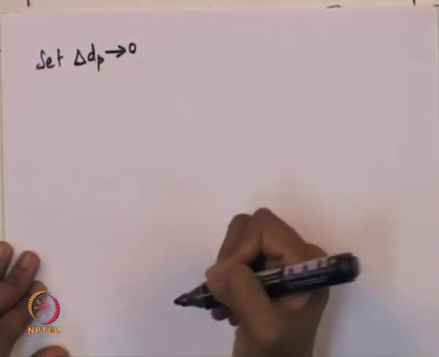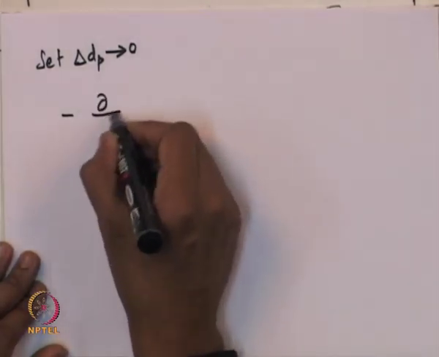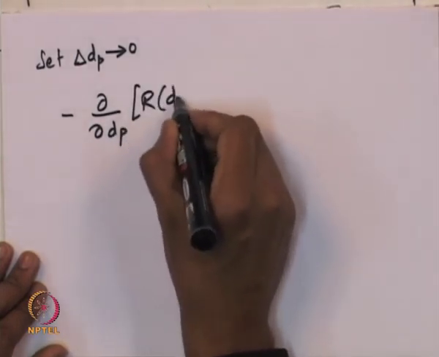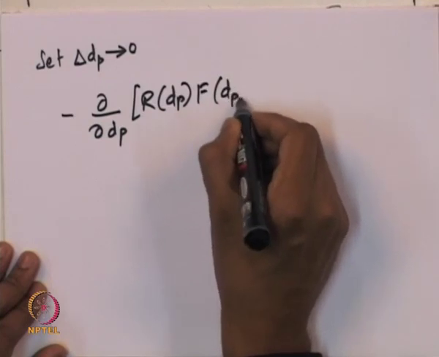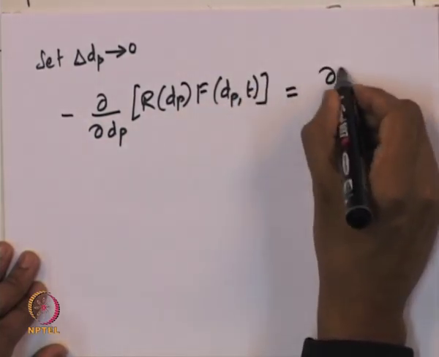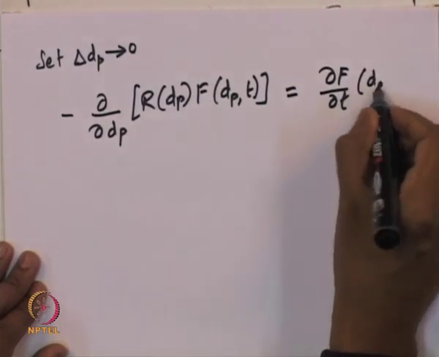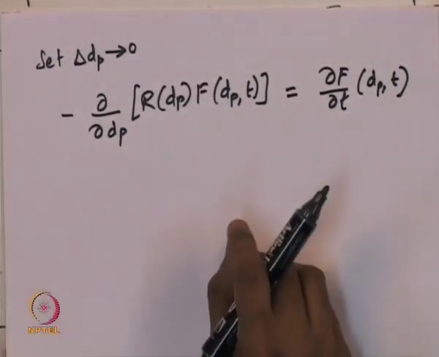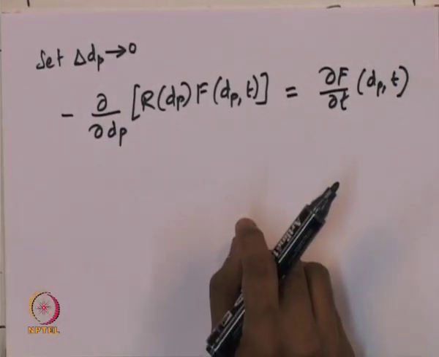it can be written as minus d by d dp of R times f of dp comma t, that should be equal to dou f by dou t of dp comma t. So that is the expression for the population balance. Now, what do we do with this population balance? We can solve this equation in order to find how the radius distribution changes.